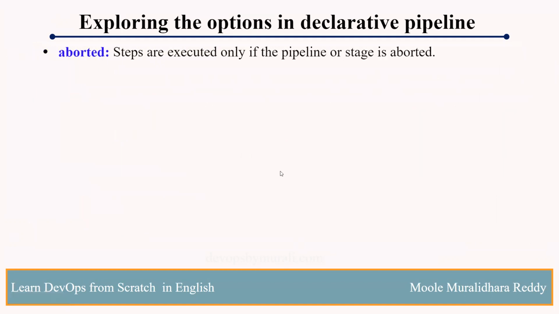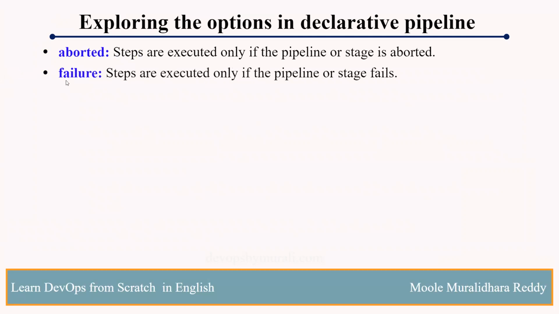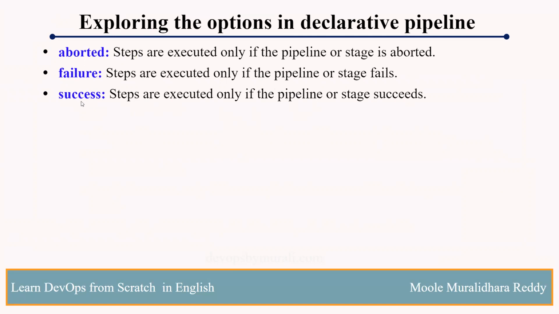There are a few more also. Aborted. Aborted means you have aborted either at pipeline level or stage level. If you want to run that particular post section, we can use the aborted option. Next one, failure. Failure means if the pipeline, either at pipeline level or stage level, failed, and you want to run the post section, we can use the failure option. Next, success. Success means either the pipeline or stage succeeded, and if you want to define anything, you can use the post section.